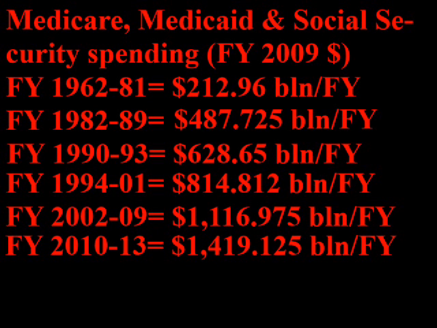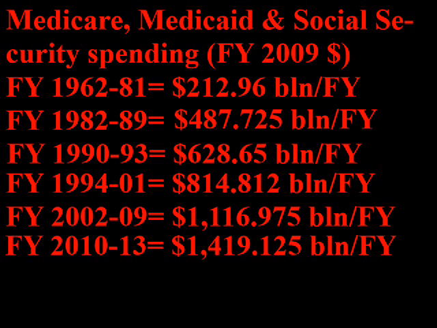Adjusted for inflation from fiscal year 1962 through 1981. That would have been Jimmy Carter's last fiscal year, 1981. Medicare, Medicaid, and Social Security spending was only just short of $213 billion a fiscal year. Under Reagan and his Congress, it upticked to almost $500 billion. We're looking at $487.725 billion. So added quite a bit.